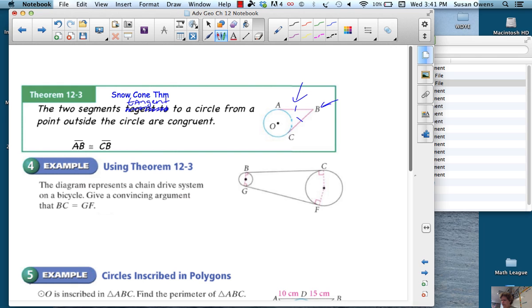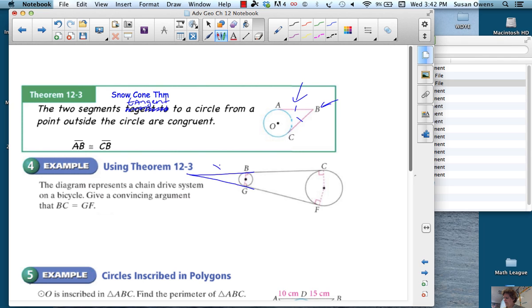So we have a picture. The diagram represents a chain drive system on a bicycle. Give a convincing argument that BC is equal to GF. So you might say, well, why is this one called a snow cone if I really don't see a snow cone in this one? Why are we going to use it? Here's what you can do. You can extend these lines.